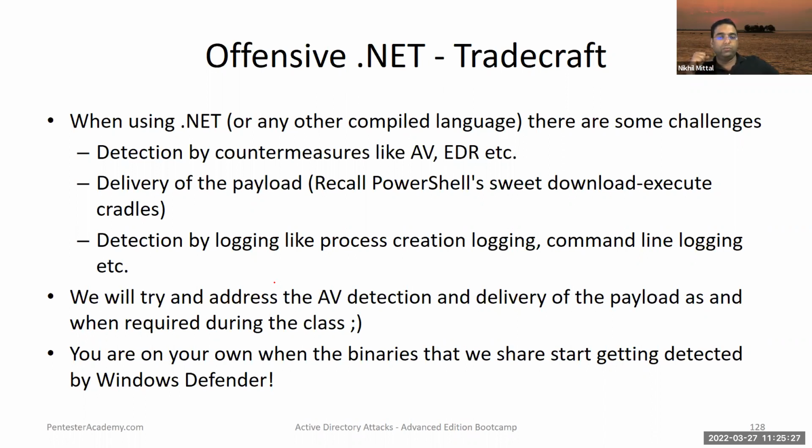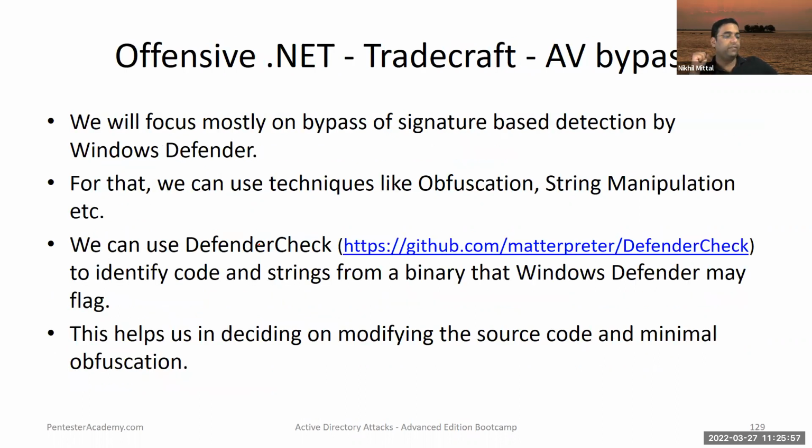So what we are going to try and address is the simple AV detection, only Windows Defender, for the reasons that I've already explained, shelf life. So we'll discuss bypassing only Windows Defender. And please note that if the precompiled binaries that we have shared start getting detected, you are on your own, because we discuss the ways to create those binaries as well. All right. So let's first take a look at AV bypass, not EDR bypass. Please keep that in mind.